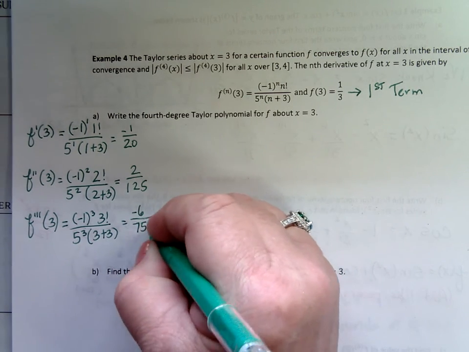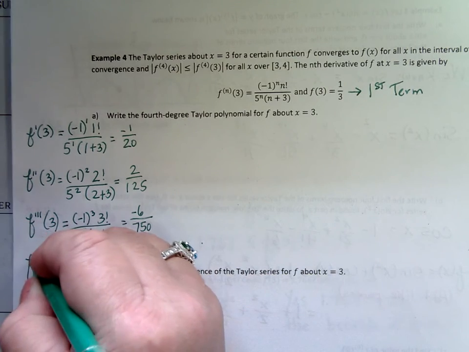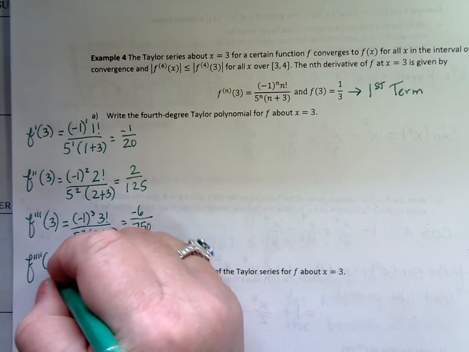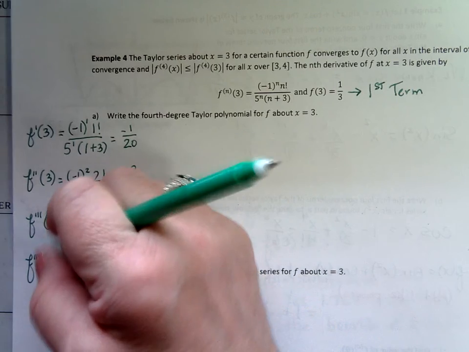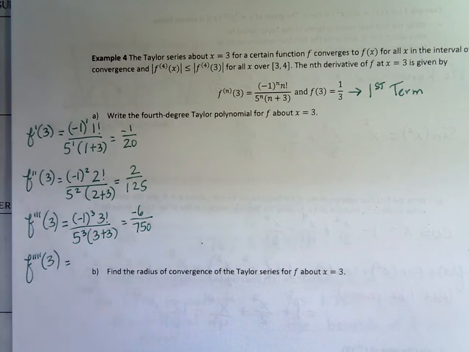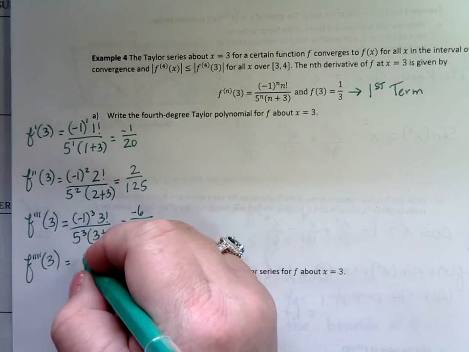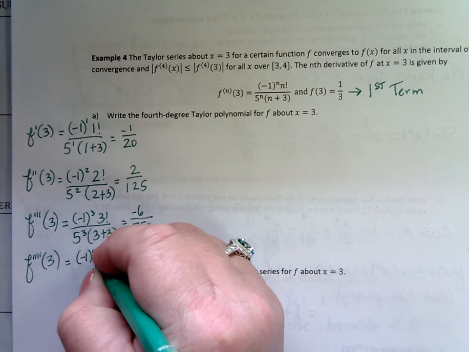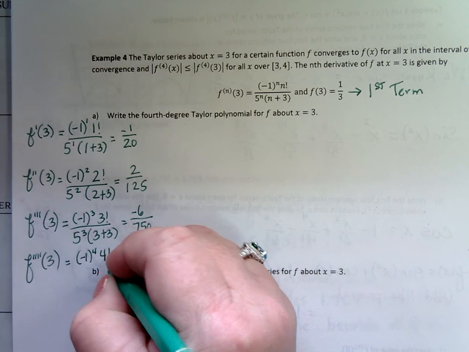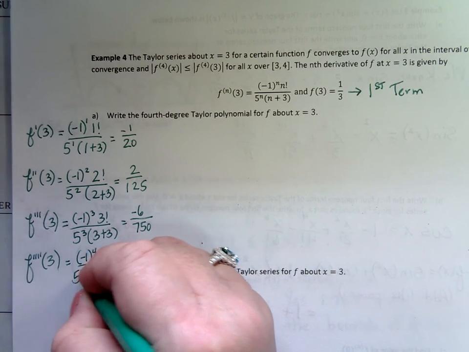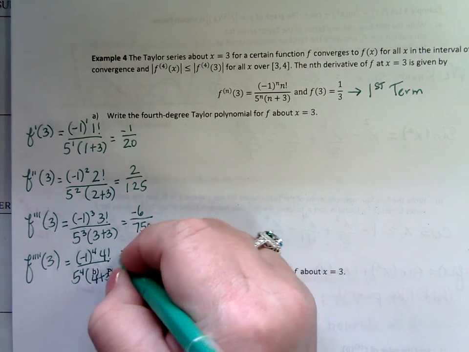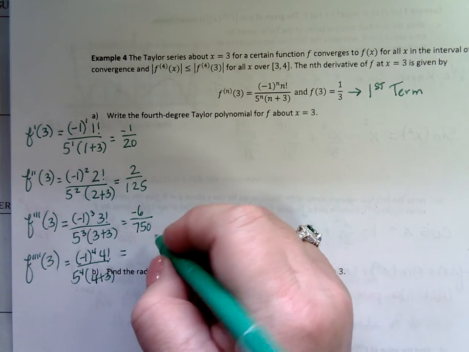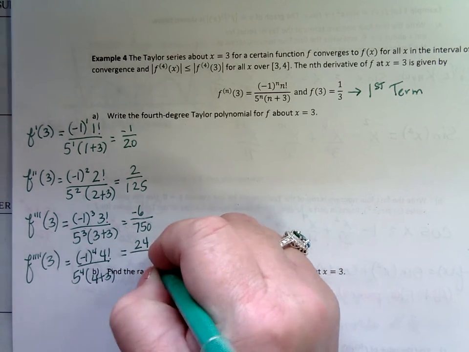If I go to the fourth, I guess I could do the 4 ticks there. I could just write the 4. I'm talking 4 and should be writing a 3. There it is. If I plug the 4 in, you know where it's going. Negative 1 to the 4th, 4 factorial over 5 to the 4th, and 4 plus 3. That generates a term that is 24 over 4,375.